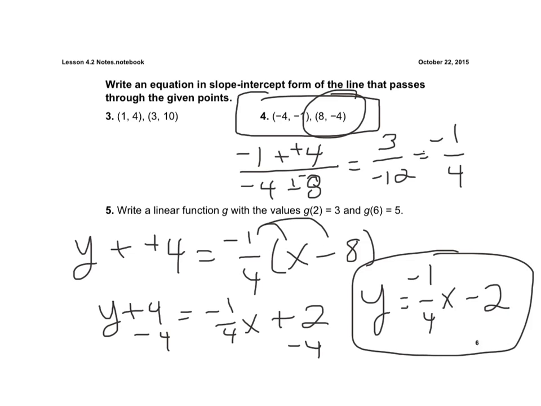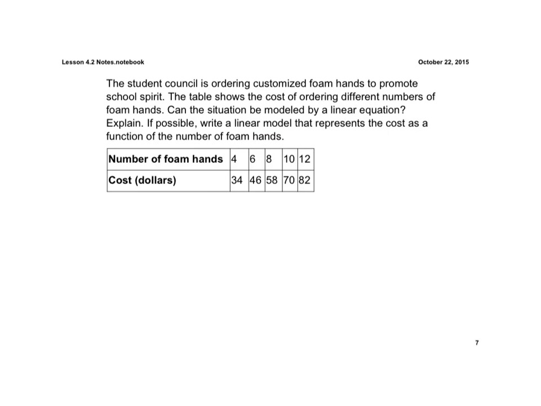Now again, number 5, we just did one like that on the previous slide, so I'm not going to do that one. You already have an example like that in your notes. So now we're going to take a look at this application problem. And again, we read through this, and this is the table of values, and again, we can find the slope of this table of values. So we're going to use the points (4, 34) and I'm going to use the point (6, 46). So the first thing we're going to do is find the slope.